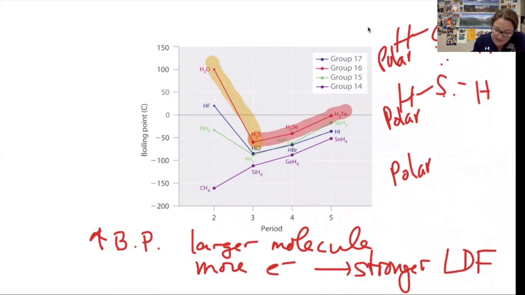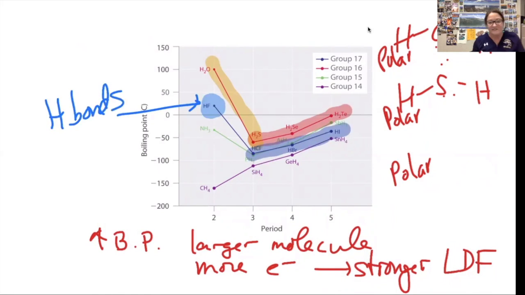Okay, we see a similar pattern in the next row. As we go from HCl to HBr to HI, that boiling point is increasing because of a stronger dispersion force. However, HF is out of proportionally higher because, like H2O, it also is going to experience hydrogen bonds.